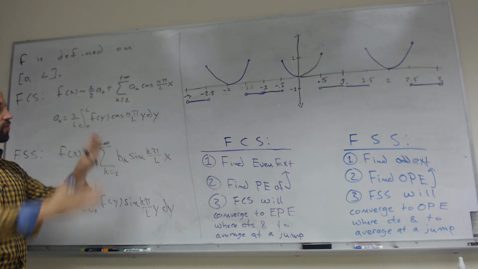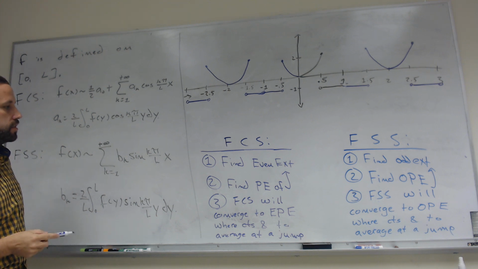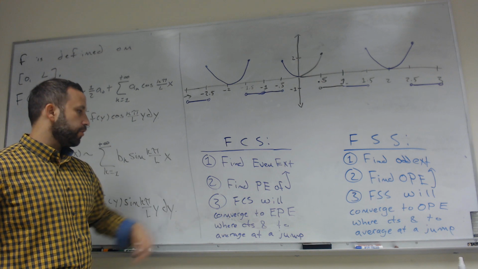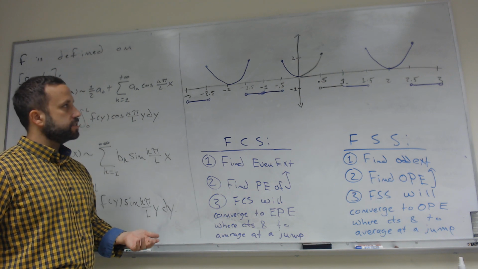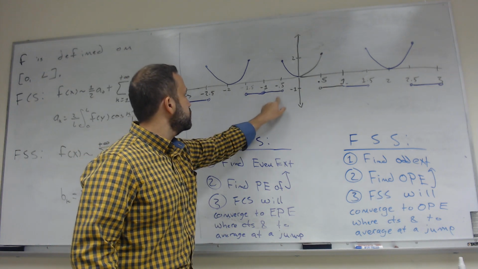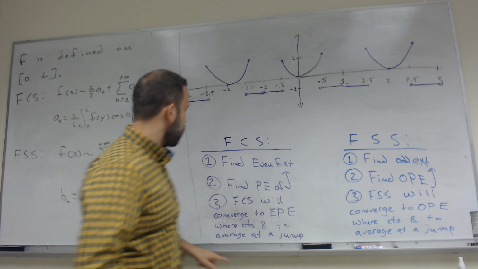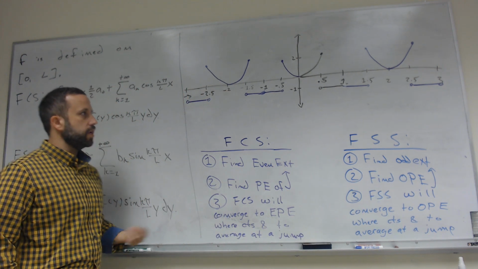Okay, so now I want to transform this graph into the cosine series. The Fourier cosine series will converge to the even periodic extension where it's continuous. So in other words, on the internal parts there and there, there and there, it's going to converge. It's only going to be at the jump discontinuities where it doesn't converge.